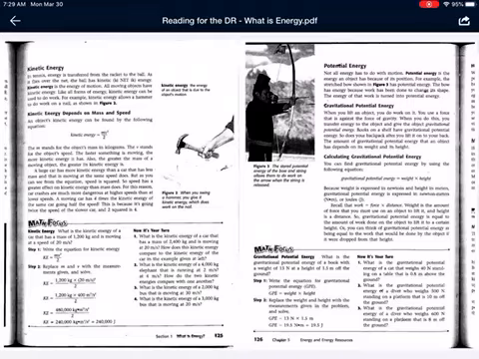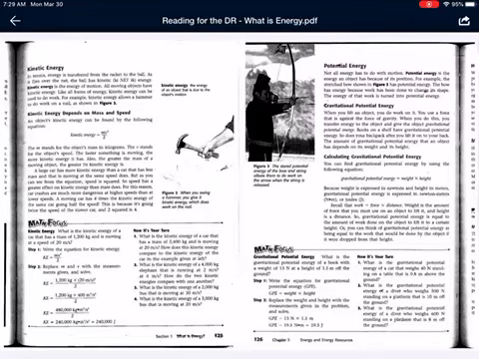So let's read together. Not all energy has to do with motion. Potential energy is energy an object has because of its position. For example, the stretched bow shown in figure 3 has potential energy. The bow has energy because work has been done to change its shape. The energy of that work is turned into potential energy.